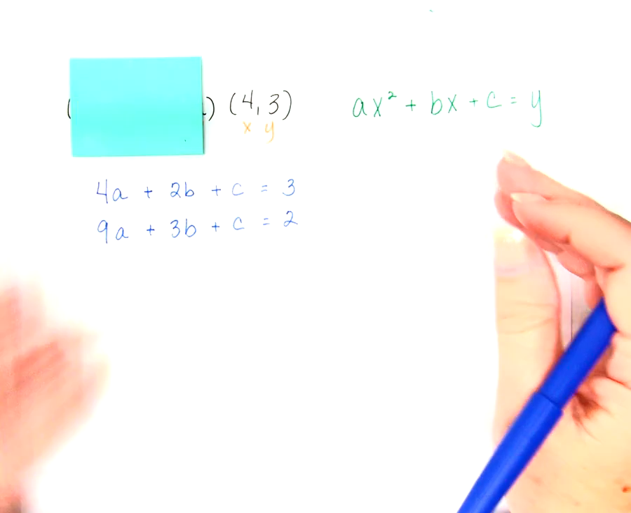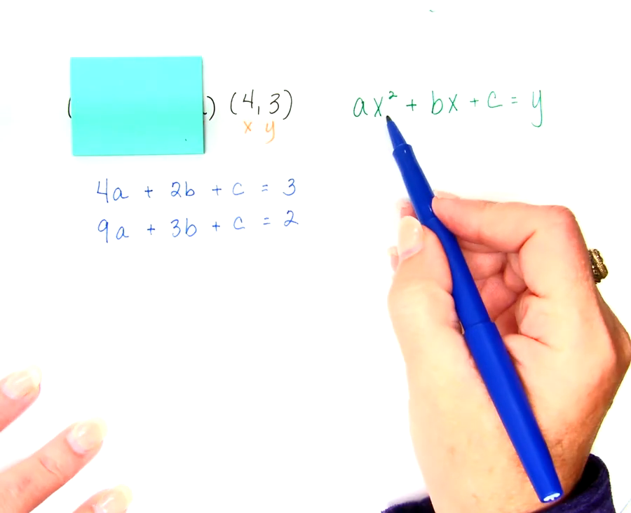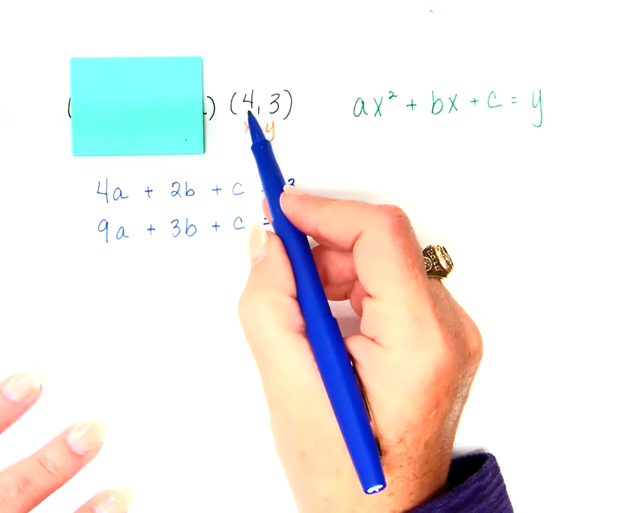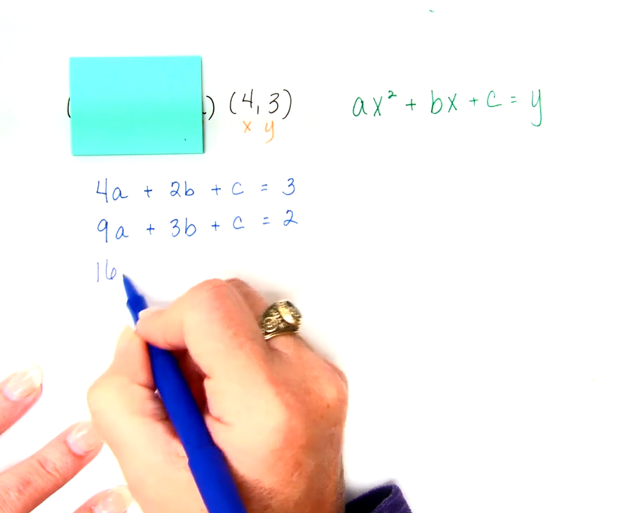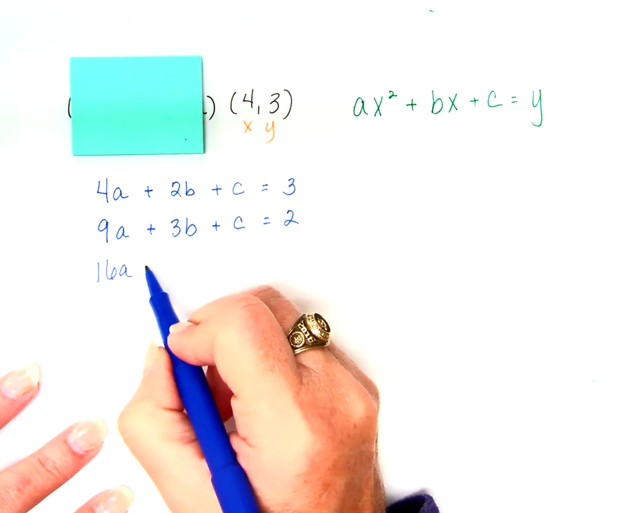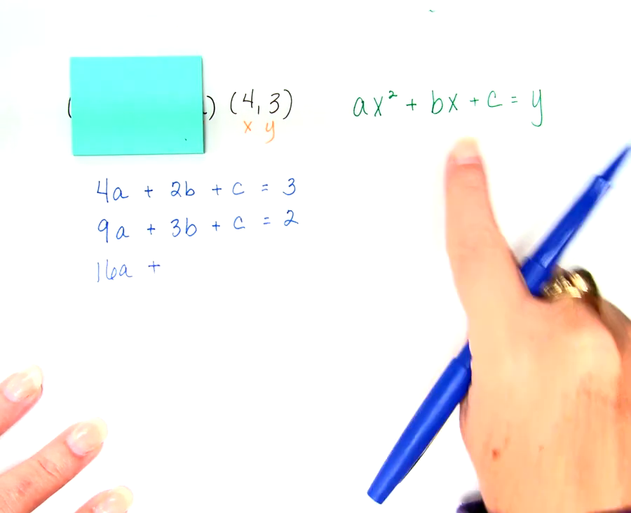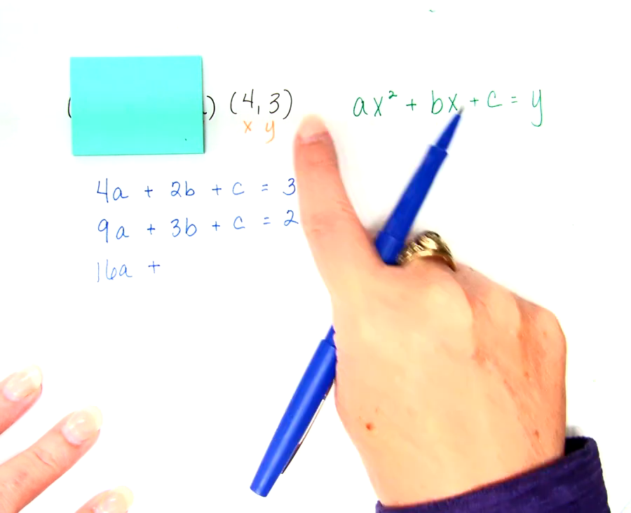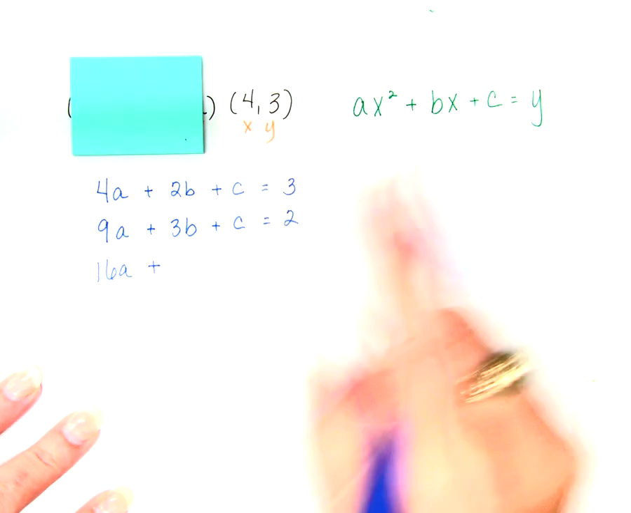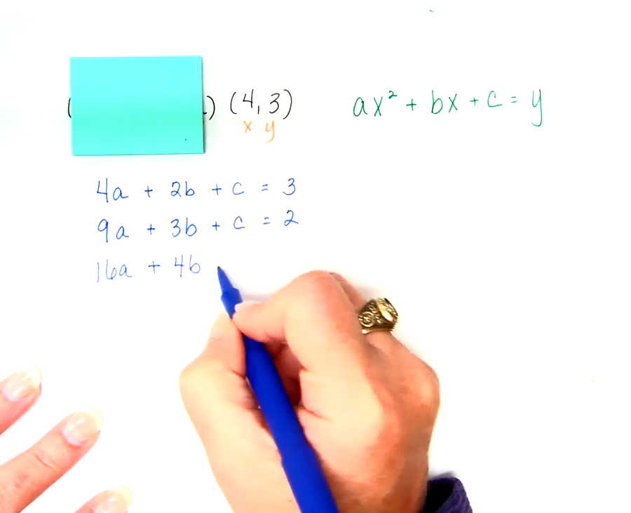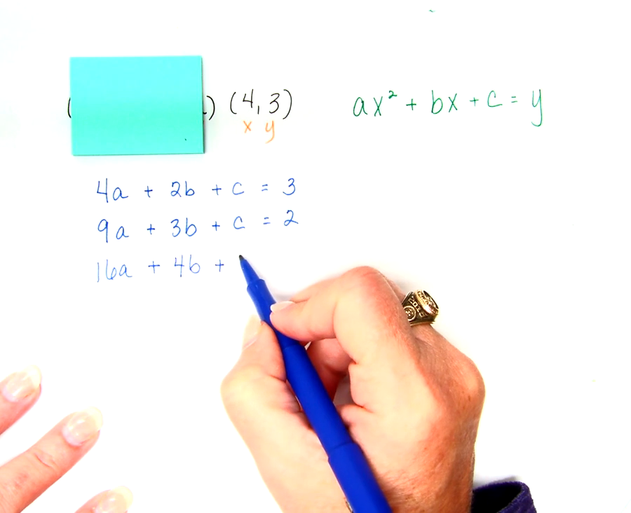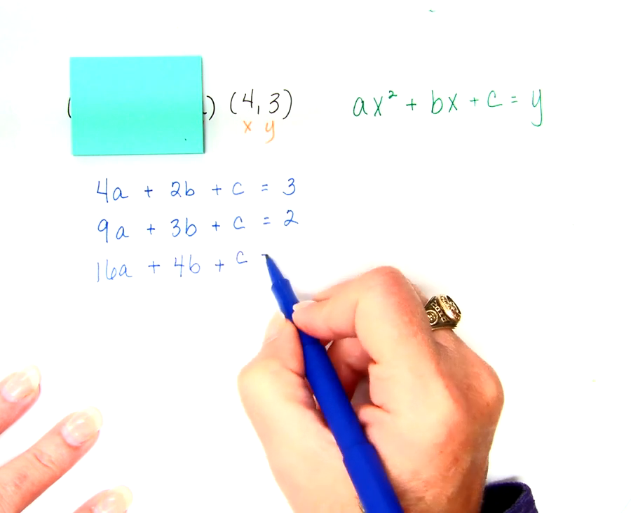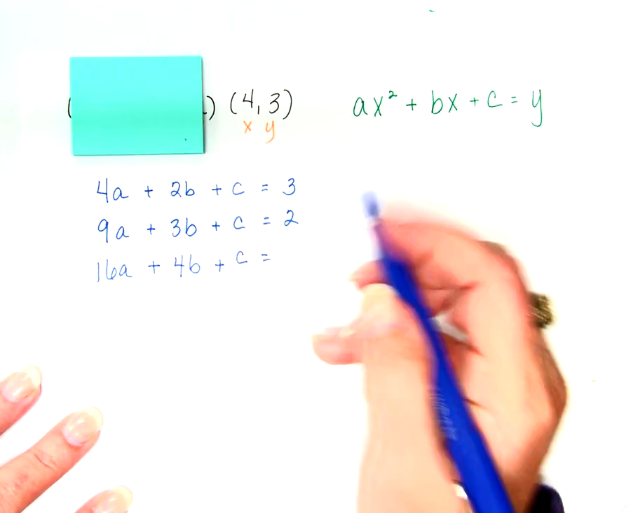And then what about the last point? What do I do with the x? Square it, so 16a plus 4b plus c equals 3.